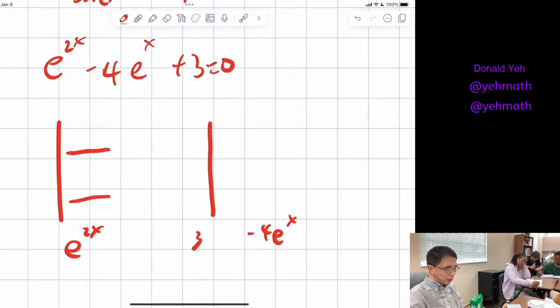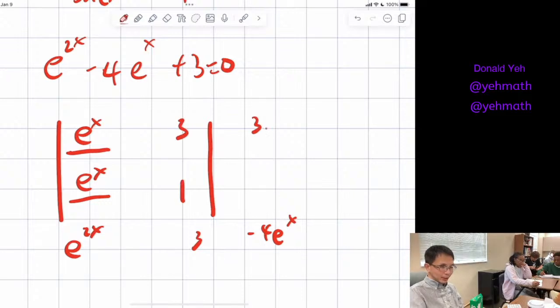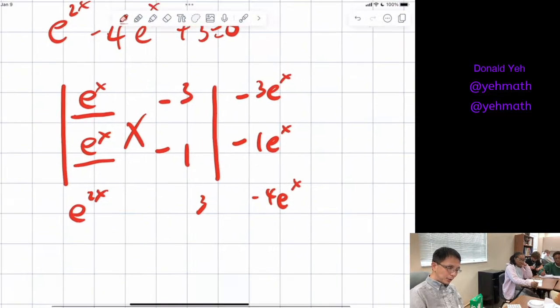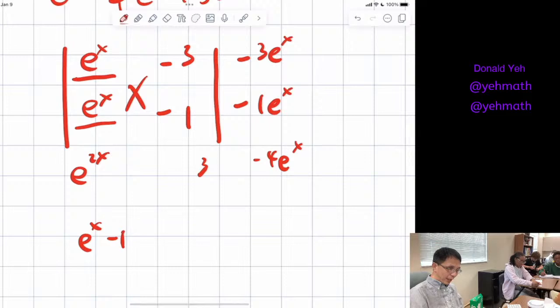Which two things multiply each other to give e to the 2x? E to the what? E to the x. Good job, Merle. 3 and 1. This is going to be 3e to the x. This is 1e to the x. Which one needs to be negative? Both. Good. So it'll be e to the x minus 1 times e to the x minus 3.